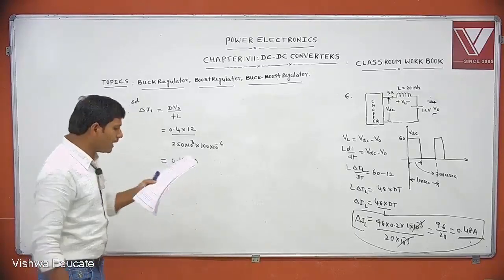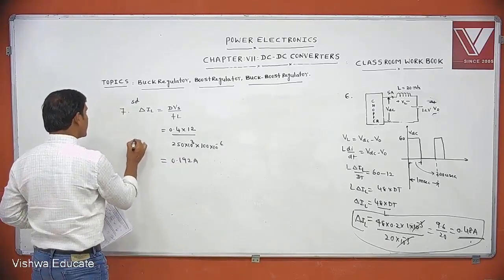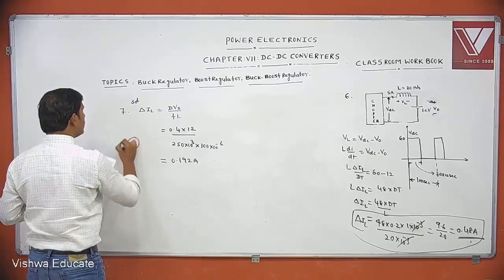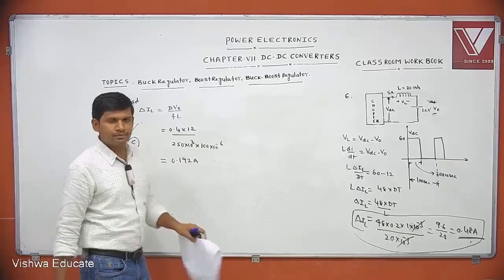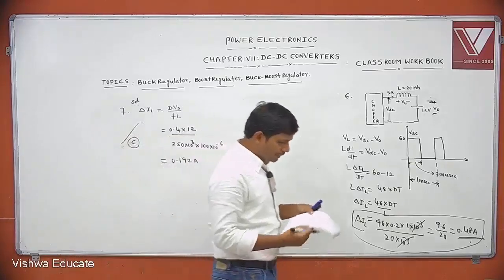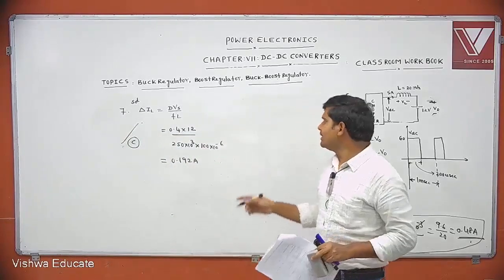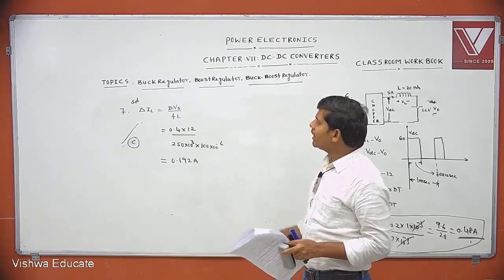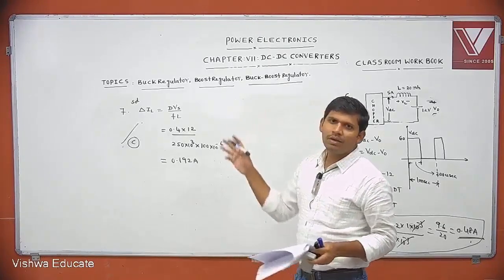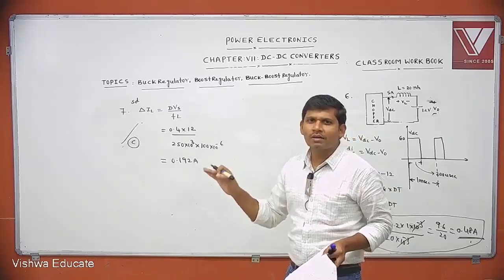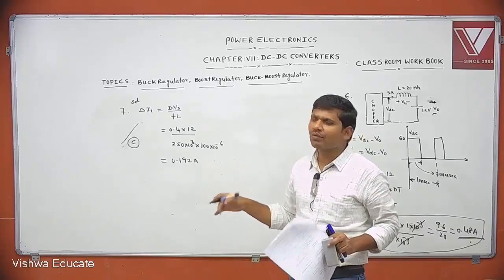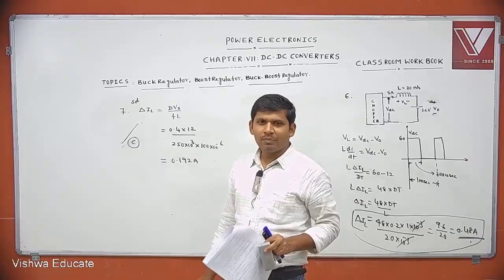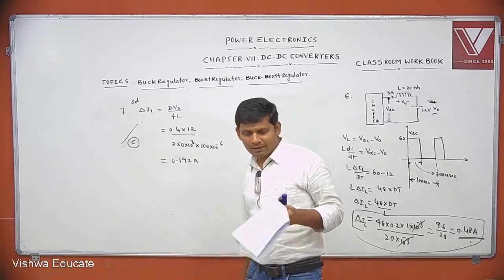Then which option is correct? Then option C is correct. 0.192 amperes we can get. Because it is a boost regulator, dVs by FL. If you do not remember this formula, go for chopper is on or switch is on. Apply KVL. From this you calculate delta L. That is also one procedure. Okay, but how to calculate this, I have given already.